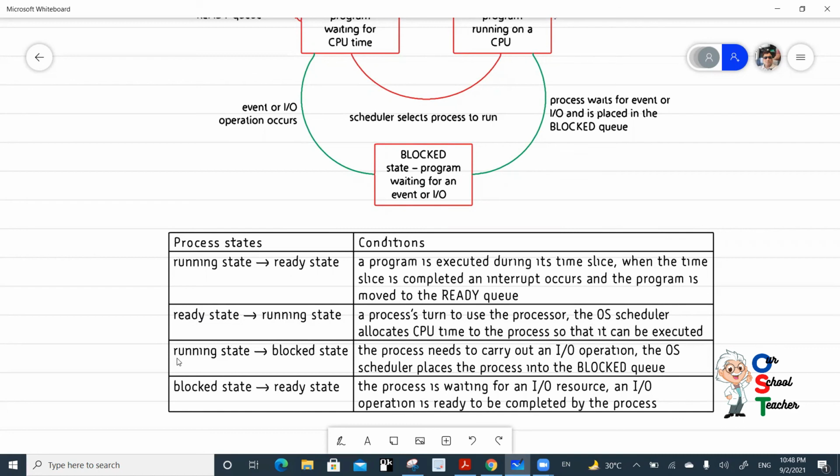And then, for example, running state to blocked state, if the process is going, then it means that the process needs to carry out an IO operation. The OS scheduler places the process into the block queue. Block queue means that it will wait until the IO requirement is complete. Then if the process is going from blocked state to ready state, it means that the process was waiting for an IO resource, and the IO operation is ready to be completed by the process. So this is how, in different states of process, it moves from one state to another state.